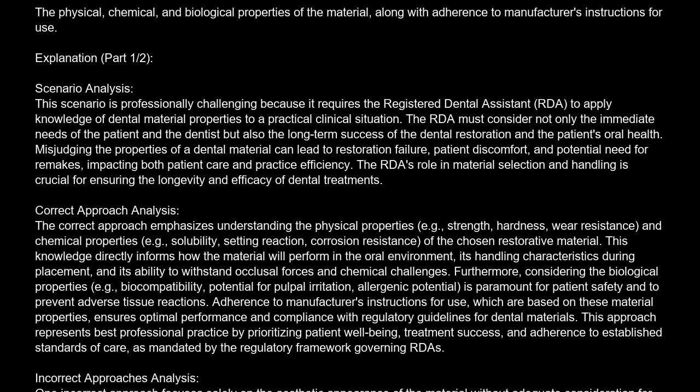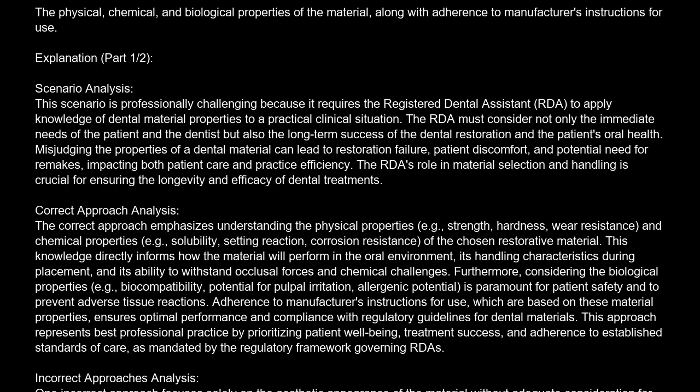Explanation. Scenario analysis. This scenario is professionally challenging because it requires the registered dental assistant, RDA, to apply knowledge of dental material properties to a practical clinical situation. The RDA must consider not only the immediate needs of the patient and the dentist, but also the long-term success of the dental restoration and the patient's oral health.